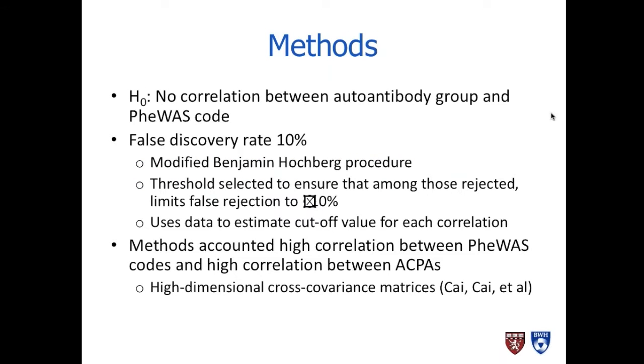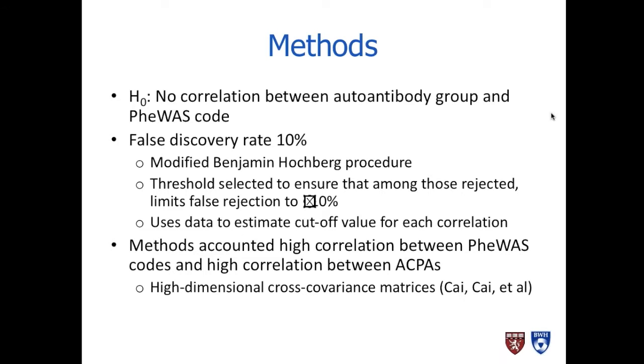I'm not going to go into detail on the methods, but there are a lot of issues. The autoantibodies are highly correlated. First of all, it's a continuous variable that's highly correlated, and there's also high correlation between the IC and even the PWAS groups. And so we consider significance using a false discovery rate. We also applied a high-dimensional cross-covariance matrix for all the correlations that will be happening in the autoantibodies.